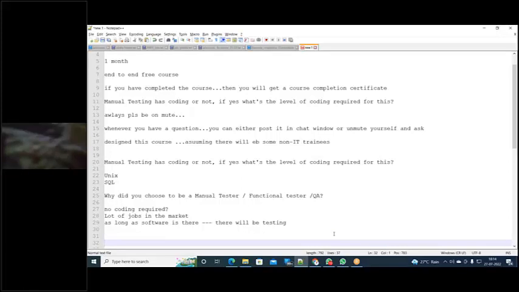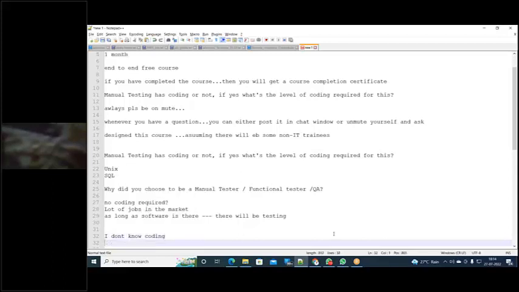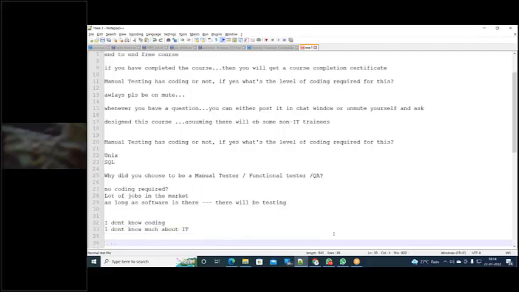So then you're thinking, guys, I don't know coding, I don't know anything about IT, then why would somebody in IT take me, why will somebody hire me as a software tester? Again, a software tester can also be called a functional tester, a manual tester, or a QA. Why will somebody hire me if I don't know anything?